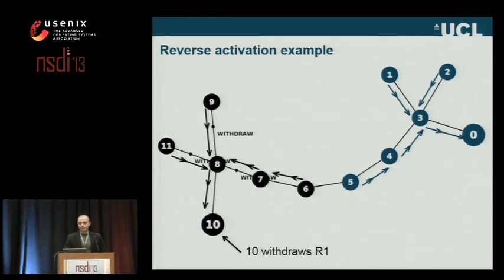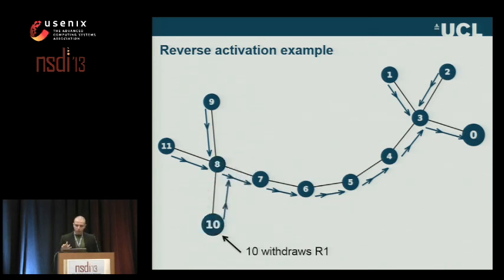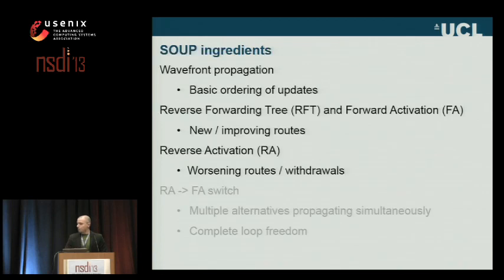This is the previous example. We have the withdrawal propagating. And here you can see that 9 and 11 can immediately apply it because they are the edges of the network. And they send activation to 8. However, 8 cannot change yet. It still is waiting on an activation from 7. Now, this activation from 7 will be received from 6, from 5, from 4, and so forth. Now, this is good because now, using this reverse activation, we have the ability to propagate worsening routes.